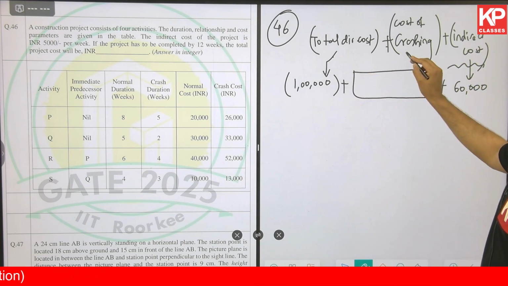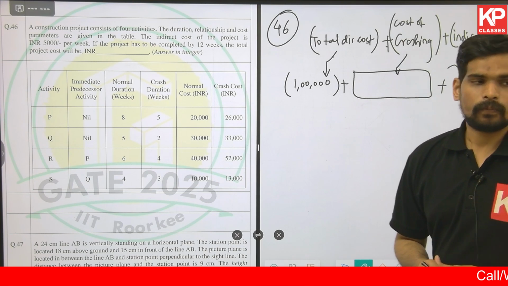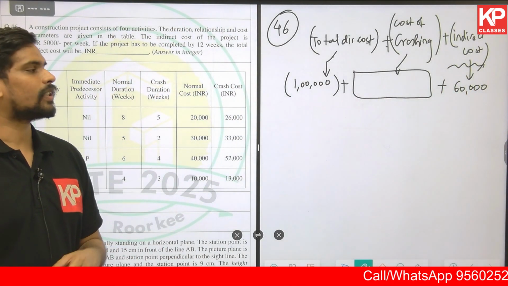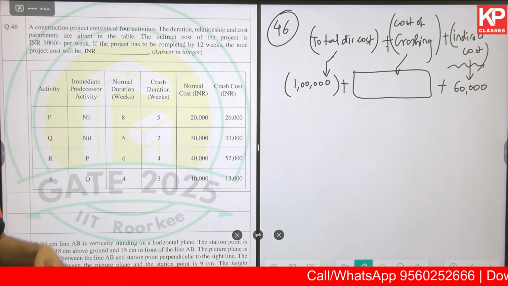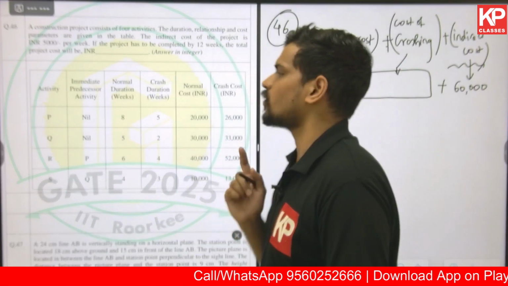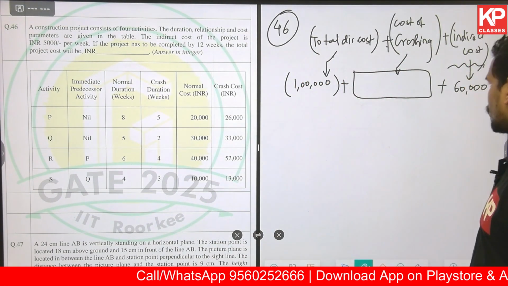All you need to do is calculate the cost of crashing. For that, you need to draw the network, find the critical path, see what is the normal time of the project, how much extra crashing is required, and what is the cost associated with crashing. That's all we need to do. So let me do that. We'll come back to this slide.